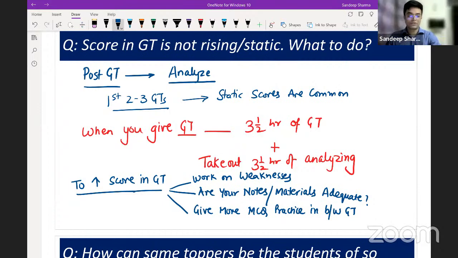Great, sir. So to summarize, to increase the score in GT, as Khaleel sir said, you should be analyzing your weaknesses. Then you should be seeing, as Rahul sir said, whether your materials are adequate or not. And then you should be doing MCQ practice in between the GTs. Whatever subject you are reading, you should be solving some subject-wise tests. You will sometimes be solving a Q bank. Sometimes you will be solving past year papers. The more MCQs you solve, the better your theory retention becomes, and automatically your GT score starts rising.